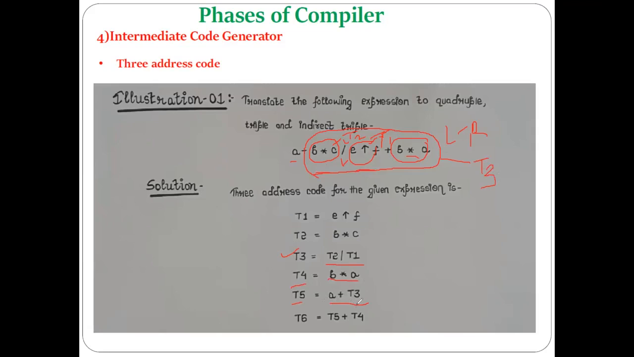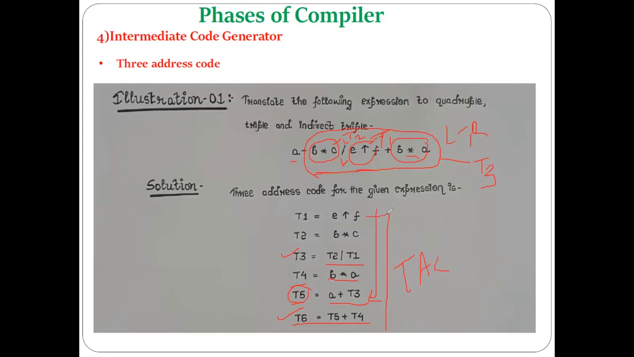Understood? If you generate the three address code up to this point only, then it is also correct, and if you generate the last statement also, then it is also correct. Lastly, again a temporary variable will be generated: t6 equal to t5 plus t4. t5 is a plus t3 and t4 is the remaining part. So in this way, three address code for this expression will be generated.